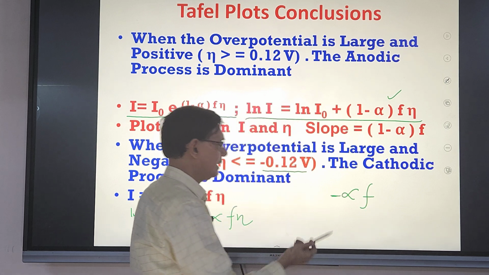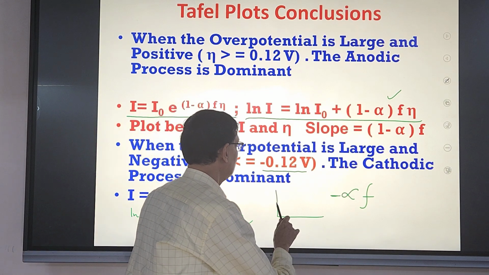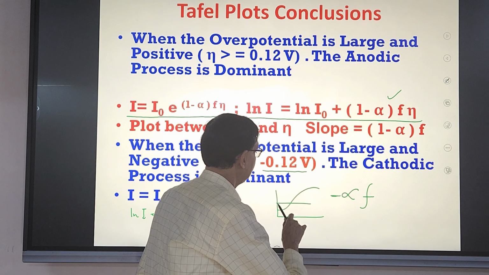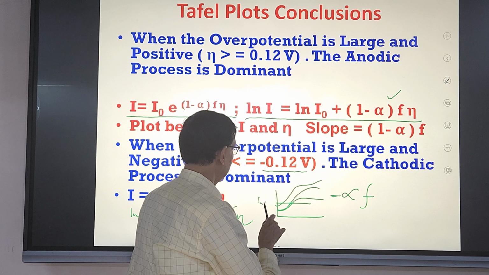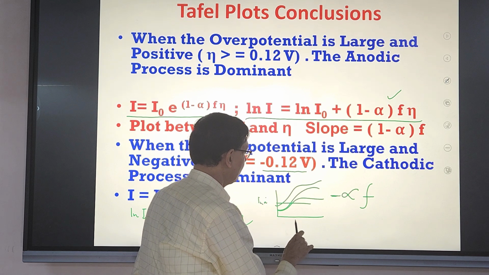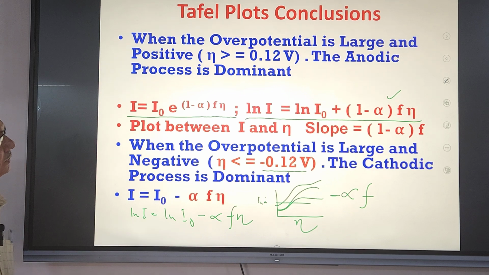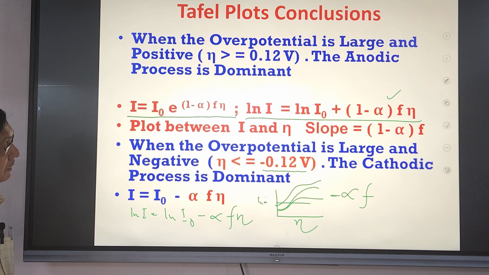Basically, sometimes straight lines are observed. I am not talking about the Butler-Volmer equation plot where you will get such types of things, where different values change. That is a different thing. That is also overpotential, but that is different. So this is the condition of the Tafel plot.